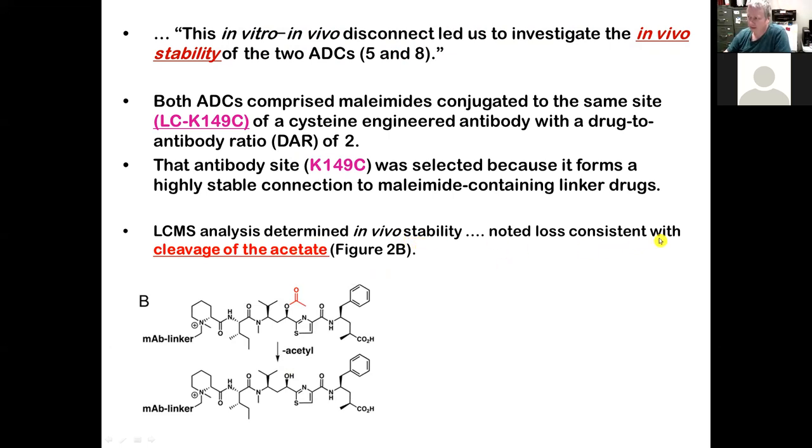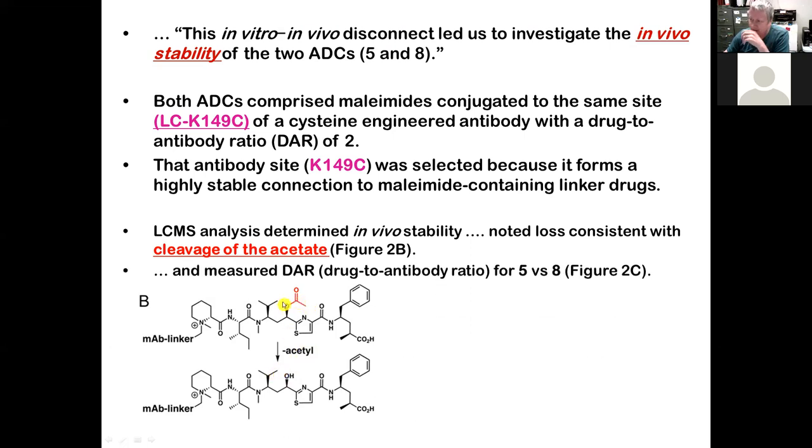Okay, so they did LC-MS analysis to determine in vivo stability. They noted a loss consistent with cleavage of the acetate. What that means is by mass spec they figured out, oh no, the acetate was going away. Why would that happen? Any guesses? Why of all things to cleave? Which is one of the easiest to cleave functional groups in organic chemistry? An ester. So it's not too surprising that that ester was getting wiped off. So somehow hydrolysis, acid or maybe esterase or some kind of enzyme, cleaved it off, right?